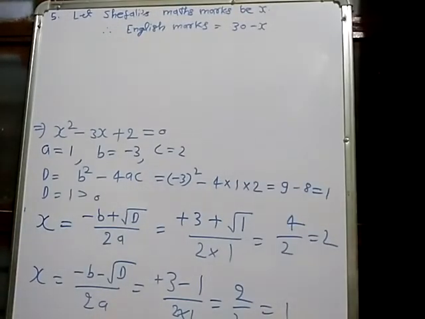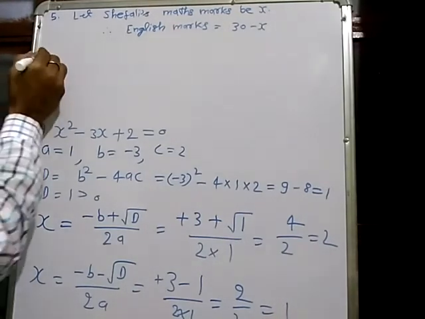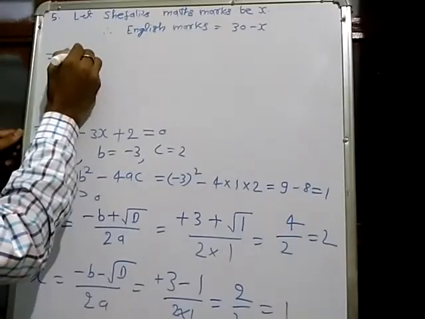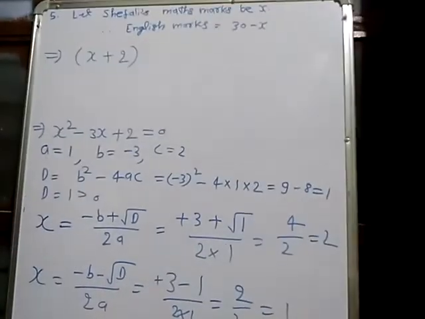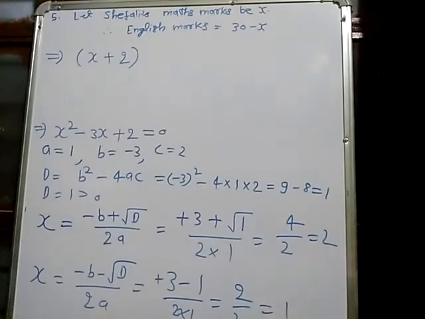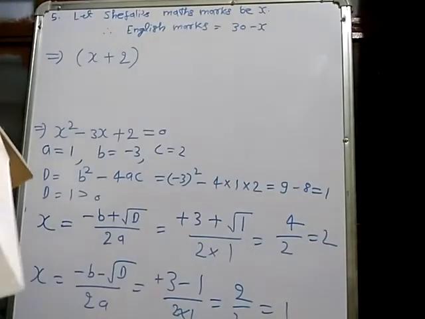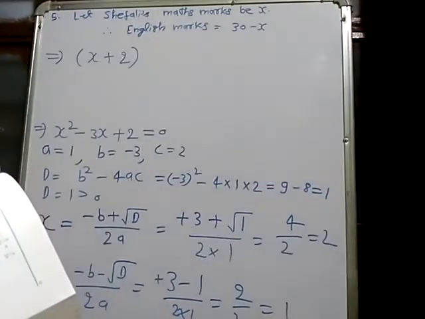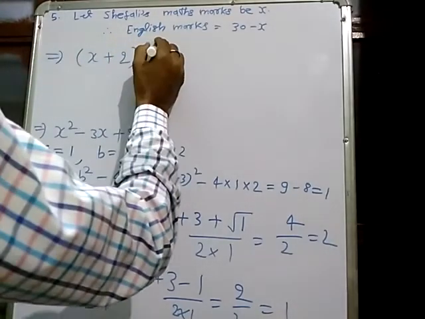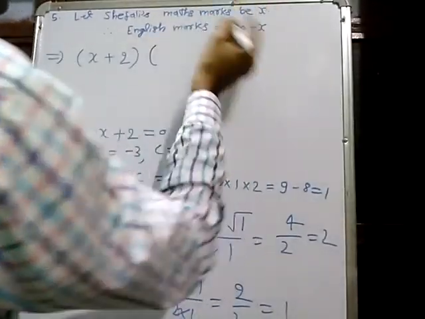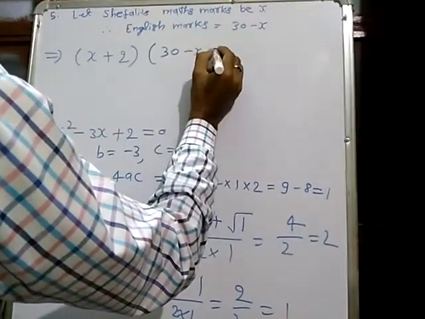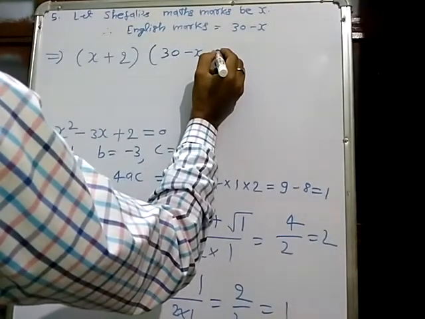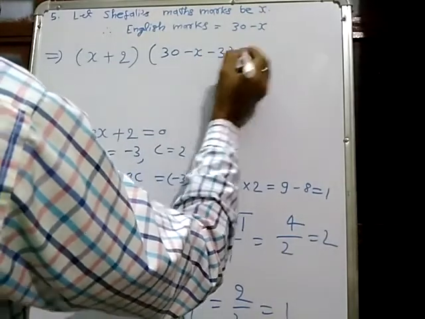Afterwards it is given that had she got 2 more marks in mathematics, so how much marks can she get in mathematics according to the question? 2 more marks, so that becomes x plus 2, because x was her maths marks. And 3 marks less in English. English is 30 minus x, so 3 less means 30 minus x minus 3.